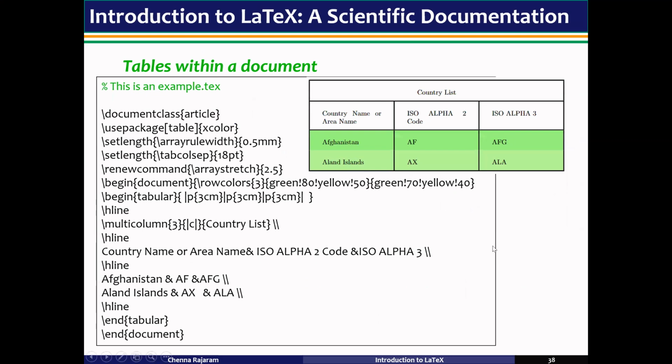Now, for the tabular columns, for a row or for a column, if you want to provide any color, for that you need to provide a package called \usepackage{xcolor} with table option. You need to mention the type of the color, whether you use green color, yellow color, orange color, blue color. That kind of information you have to provide here.